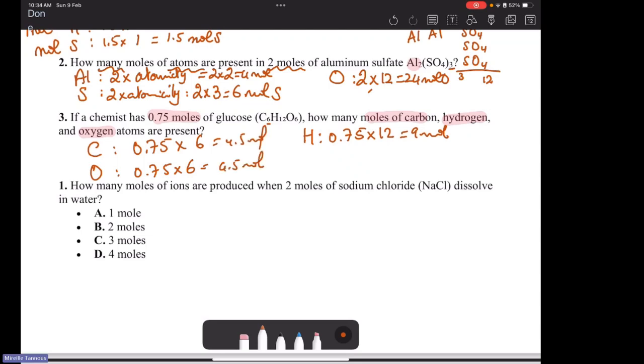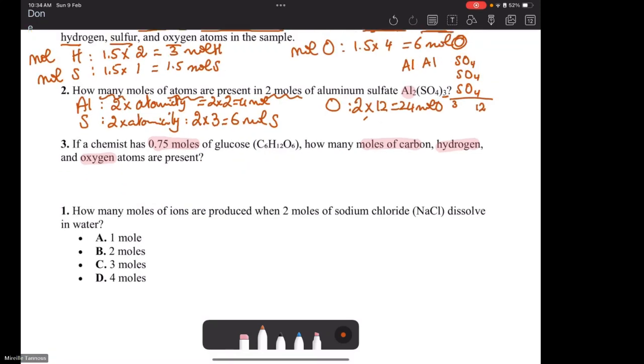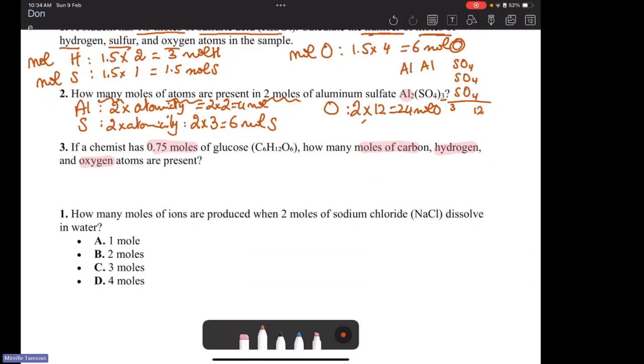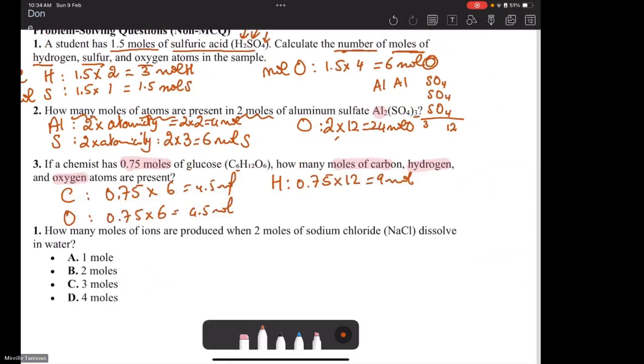Miss, yes, for question two, why did we not do 17 times 2? Why did we not add all the compound and multiply this by 2? Why did we break it down? Ah, wait, I can add them all. I didn't finish that question. So yes, you're right, because the question says how many moles of atoms in total.